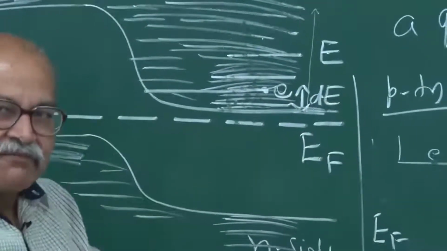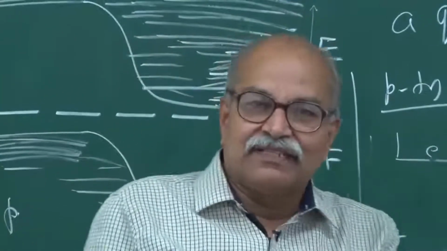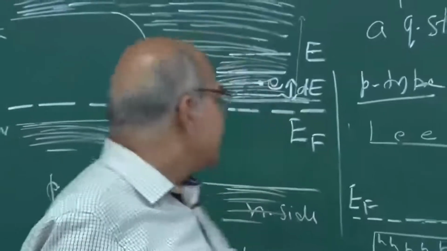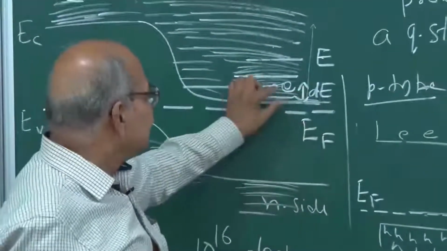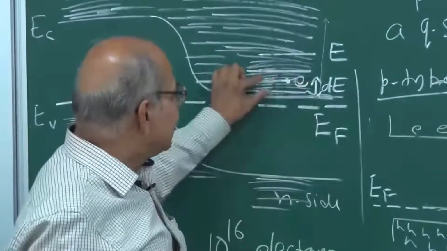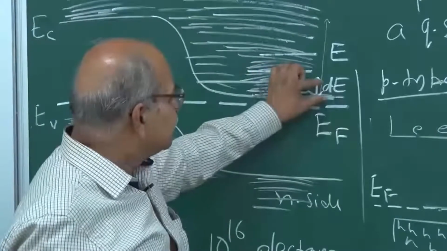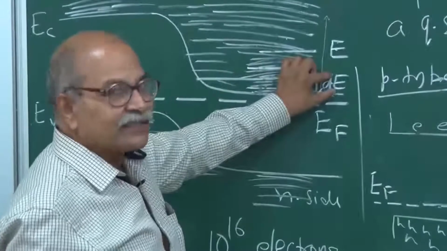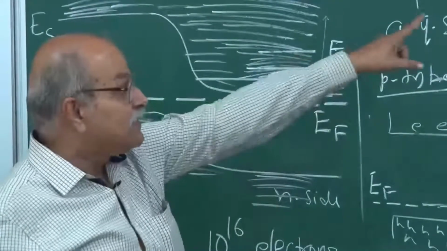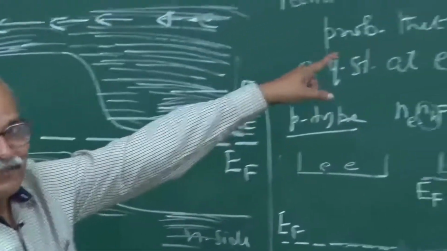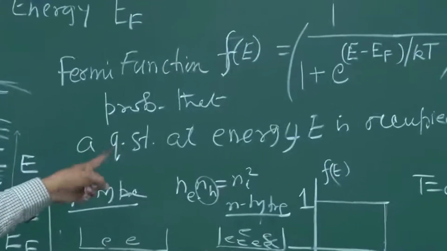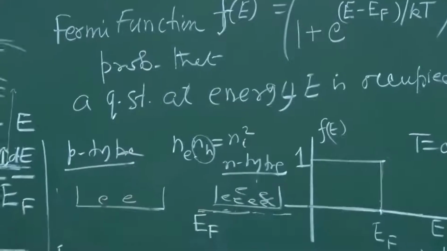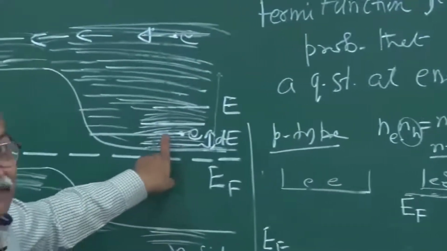These quantum states are very closely packed with each other. So one by one quantum states I cannot discuss. If you take a width dE, then a number of quantum states will be there, and how many electrons will be there in these quantum states in this energy? This probability is needed, yes, but something else is also needed. What is that? That is how many quantum states are available here.